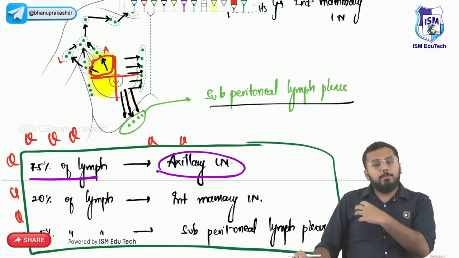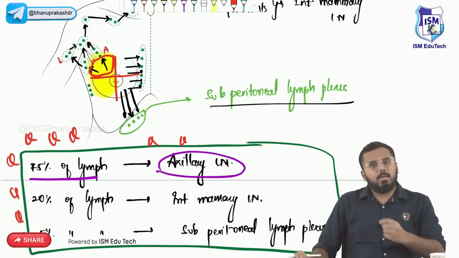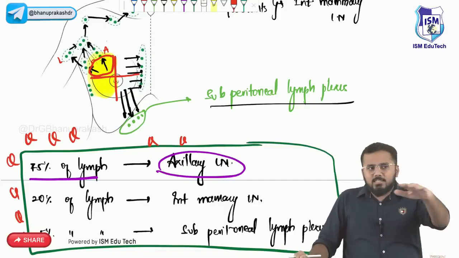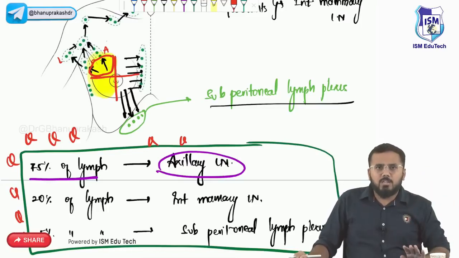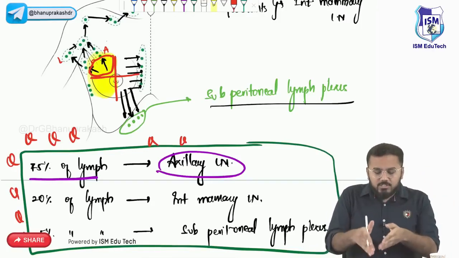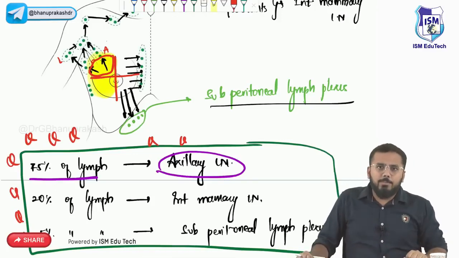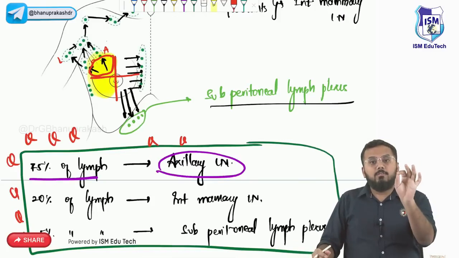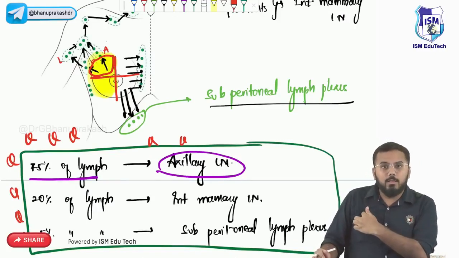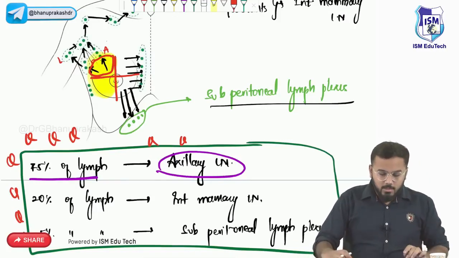And most commonly, breast cancers also develop in the upper lateral quadrant. You know, cancers travel through lymph. Cancers also travel through your blood, the hematogenous pathway, and the lymphatic pathway. So, most lymph is there, so obviously, cancers will develop in the upper lateral quadrant. Right? 60% of the cancers develop in your upper lateral quadrant. Keep this thing in mind. Okay? Right.